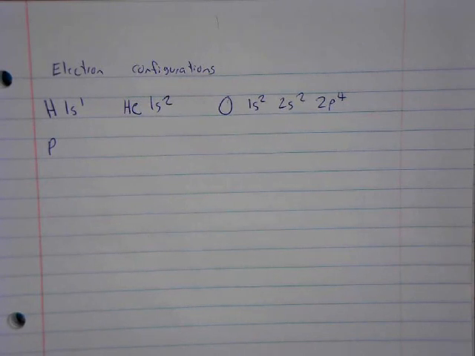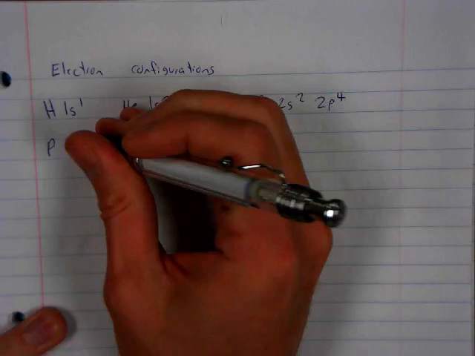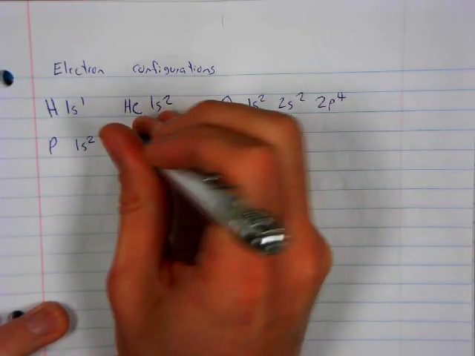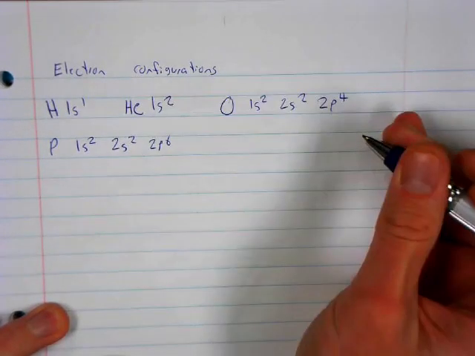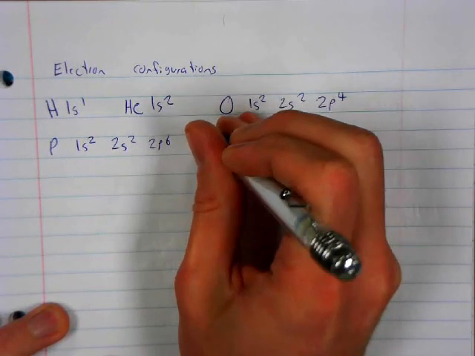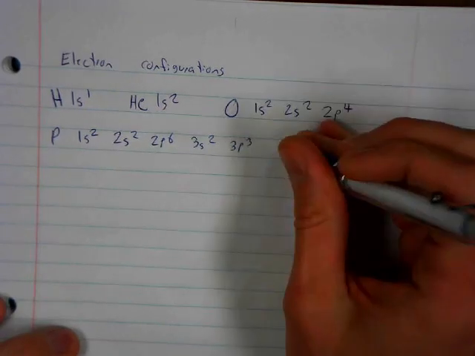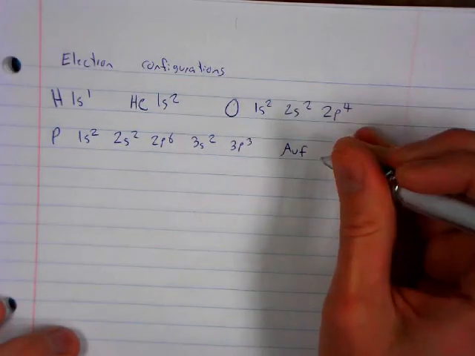You guys got it? Yes? No? Maybe so? Emily, what do you got? 1s2, 2s2, 2p6, 3s2, 3p3. Yes.